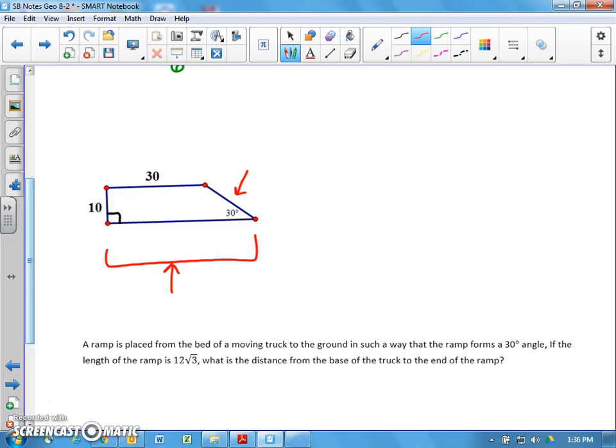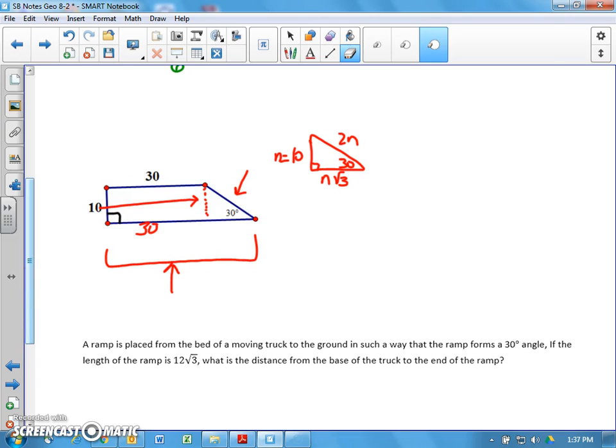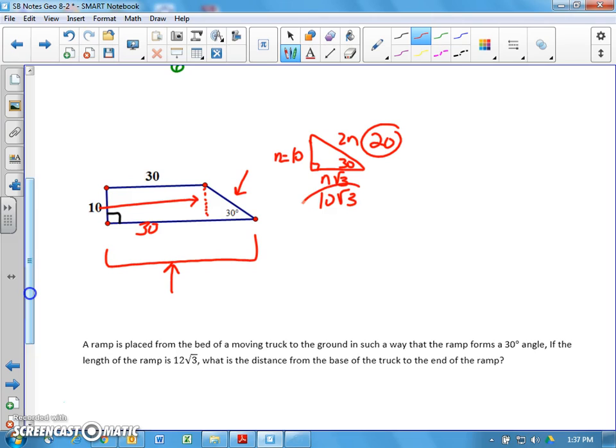Okay, if it were me working, the first thing I'm going to do is separate this off, and I know that this piece is 30. So now what I'm looking at is this 30, 60, 90 right triangle. Well, I can carry over this 10 because that's the same length. The side across from 30 is n, hypotenuse is 2n, the other side is n radical 3. So if n is 10, this side has to be 20. Let me write that. And then this side would have to be 10 radical 3.